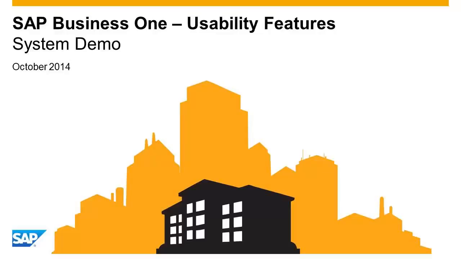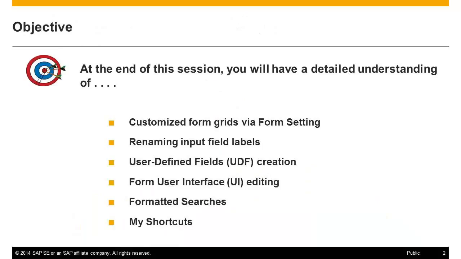Welcome to this demonstration on the great usability features available in SAP Business One. This demonstration will cover the following topics: customizing the form grids via form settings, renaming input field labels, user-defined fields creation, form user interface editing, formatted searches, and my shortcuts.